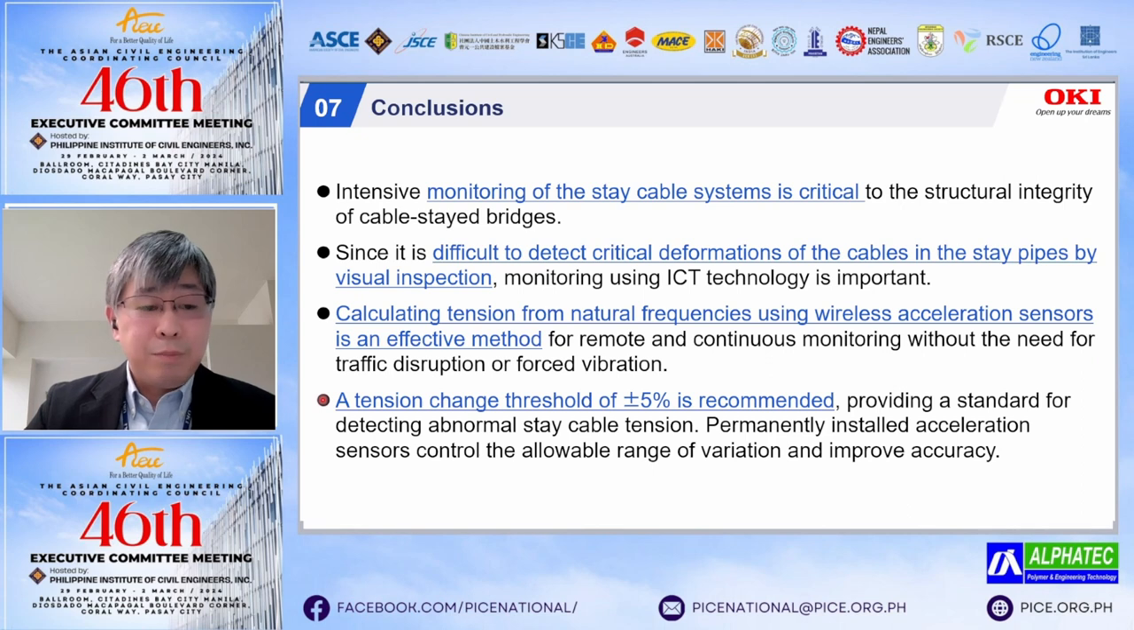And a tension change threshold of plus or minus 5% is needed, providing a standard for detecting abnormal stay cable tension. Permanently installed acceleration sensors control the allowable range of variation and improve accuracy.